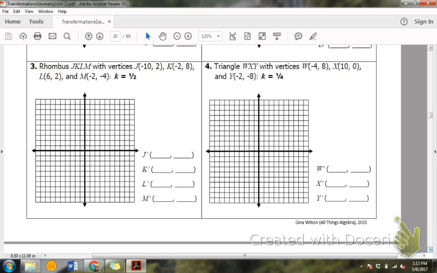Okay, let's try number 4. Go ahead and plot your triangle. We're going to skip 3 because I think you're getting the hang of it. Number 4 is a trickier scale factor than number 3.